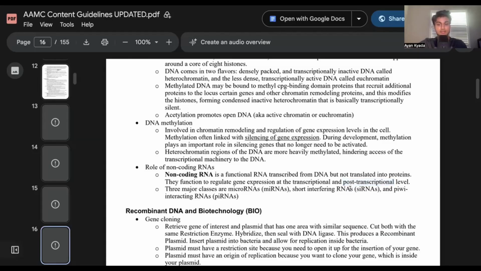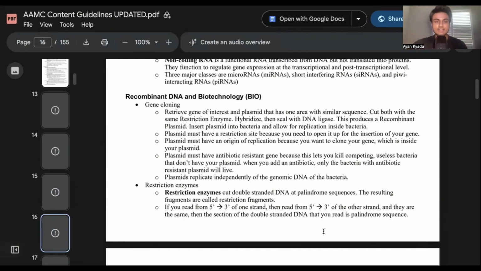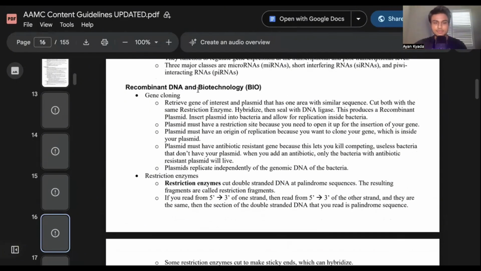siRNAs are the same exact thing. They can act at the transcriptional and post-transcriptional level, same mechanism, same effect. The only difference is that siRNAs are exogenous. So they either come from viruses or are artificially created by man, whereas microRNAs are endogenous and they exist within your own genome. So that's the only difference between microRNAs and siRNAs. They both have the same mechanism of action, both achieve the same effect, which is silencing, but siRNAs are exogenous, miRNAs are endogenous.